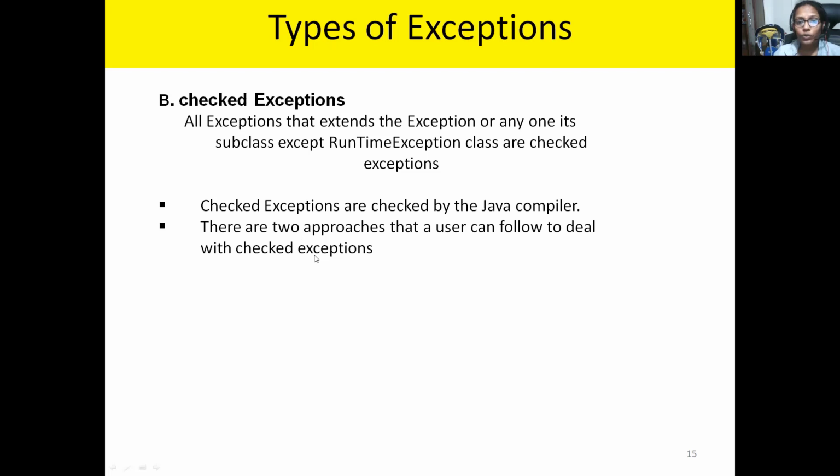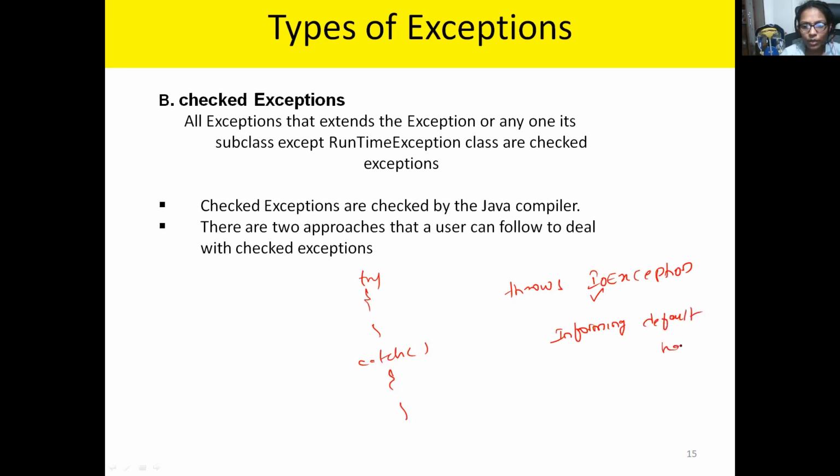And there are two approaches to handle this checked exception, as we discussed. What are the two approaches? One is using try catch. Using try catch, you can handle that. Otherwise, you can simply throw that using the throws keyword. So this is informing the default handler. You are informing the default handler to take care of your exception. Otherwise, if you don't want to inform, you can handle it in your own way using try catch.